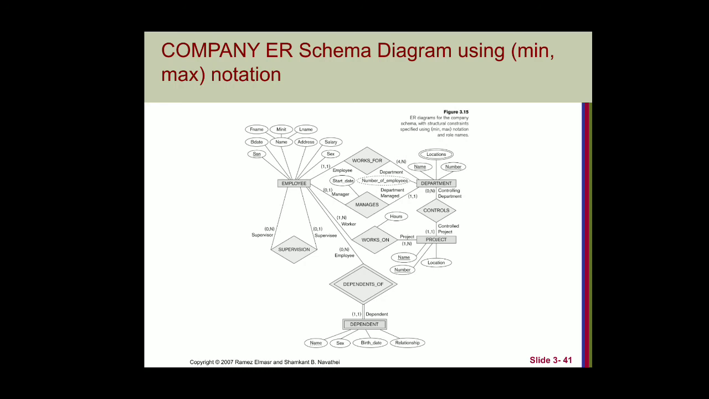On the right hand side, in between works on and project, we have 1 comma n. That means at least one person should be working for a project, and at the max we can have n number of people working for the particular project.